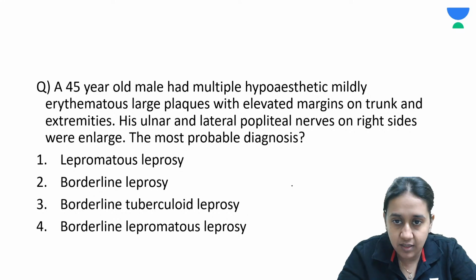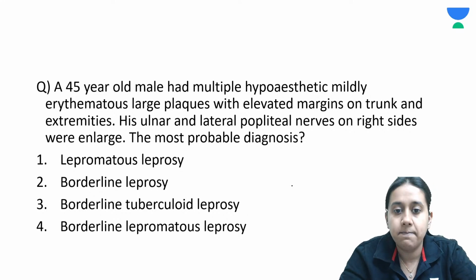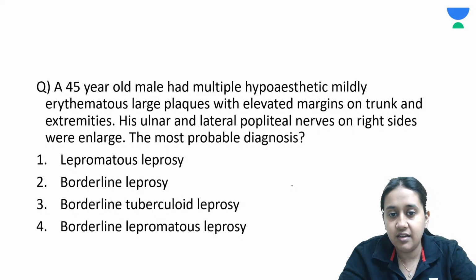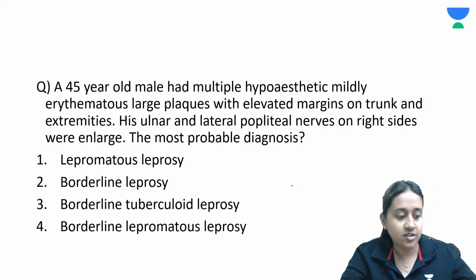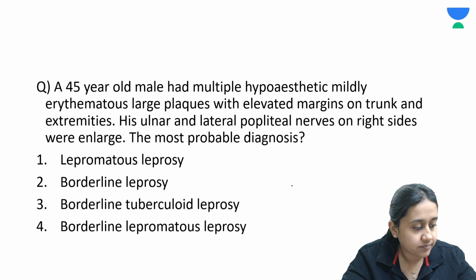A 45-year-old male with multiple hypoesthetic lesions with elevated margins on the trunk. The ulnar and lateral popliteal nerves on the right side are enlarged. What is the diagnosis?